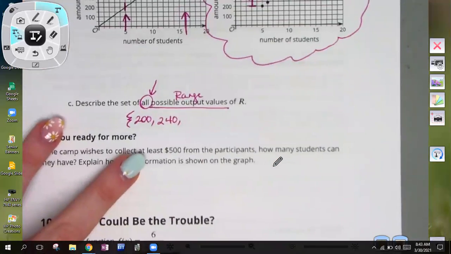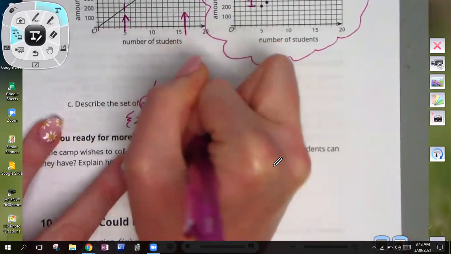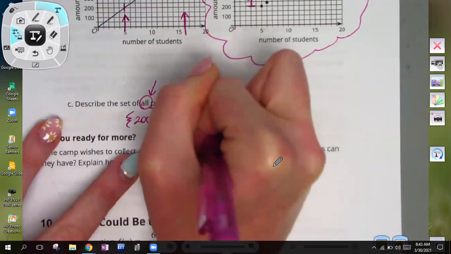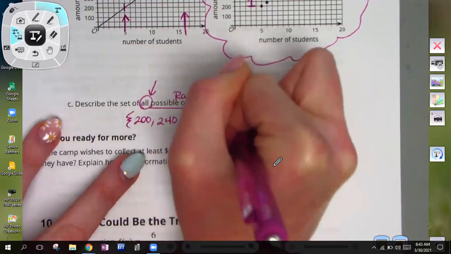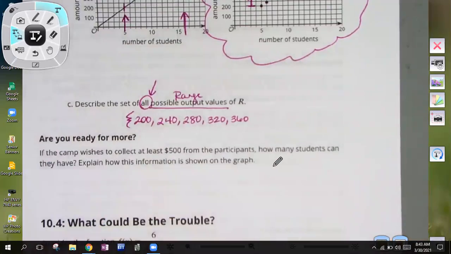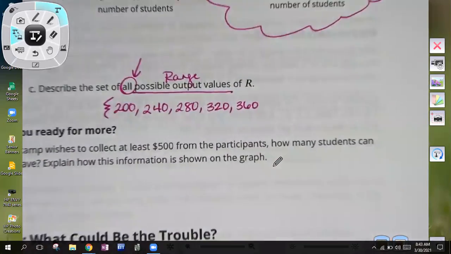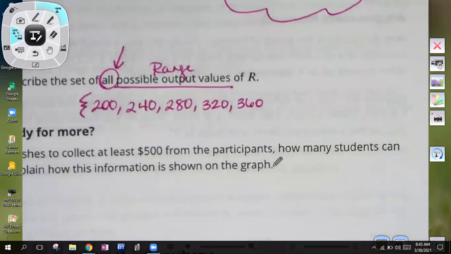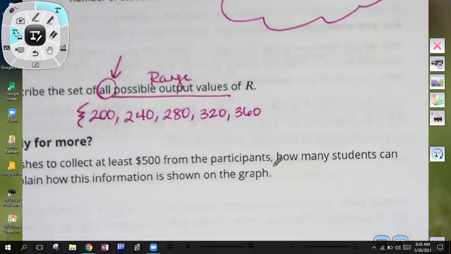All right, then 280, then 320. Okay, y'all get those down. 200, 240, 280, 320, and 360.